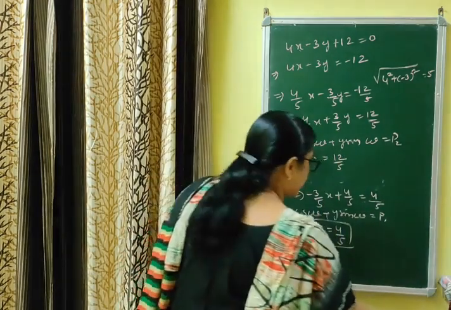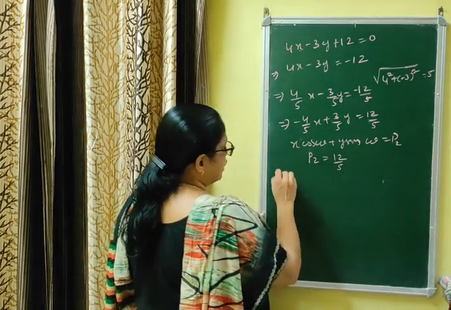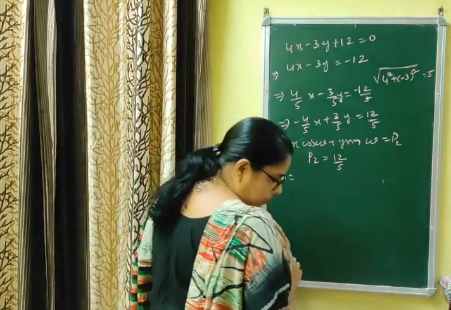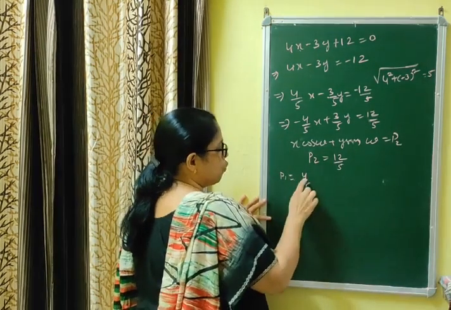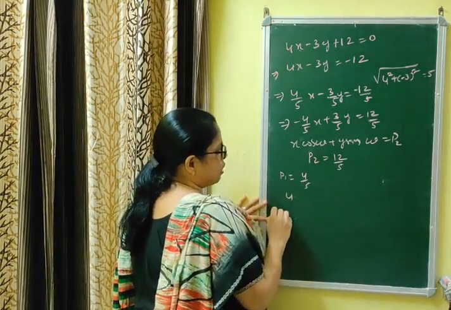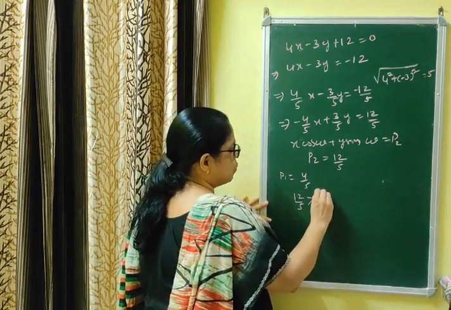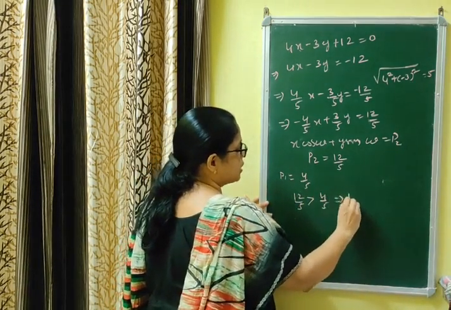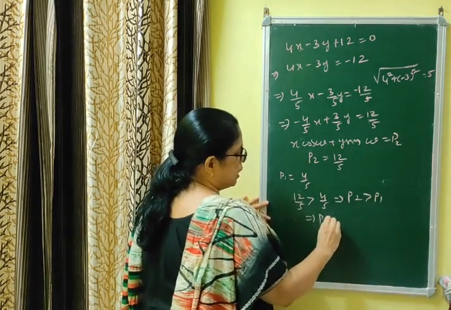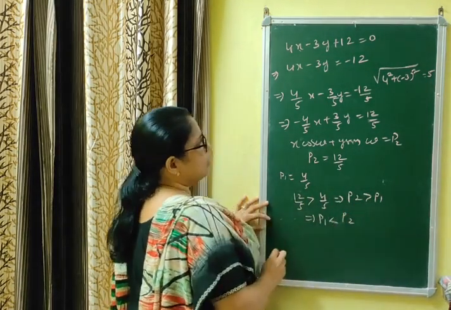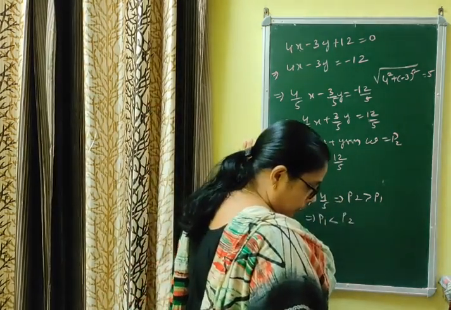अब आपसे पूछा गया दोनों लाइन में कौन सी लाइन आपके ओरिजिन के नजदीक में है. P1 क्या मिला था? P1 equal to 4 by 5. Now which is least among 4 by 5 and 12 by 5? 12 by 5 is greater than 4 by 5. That implies P2 is greater than P1, that implies P1 is less than P2. P1 means the distance of the first line from origin, that is least.